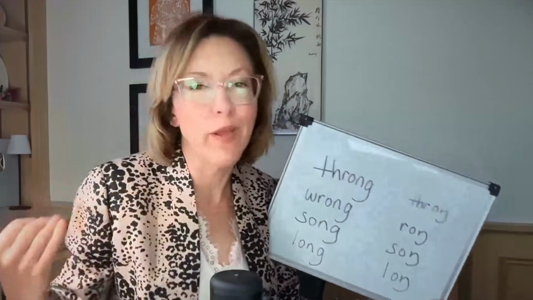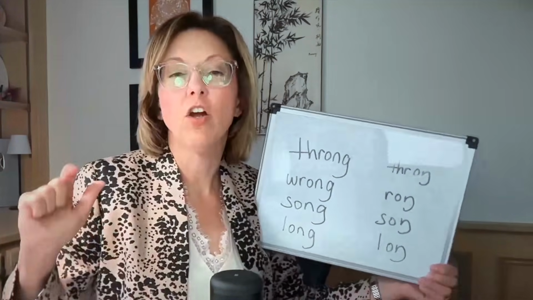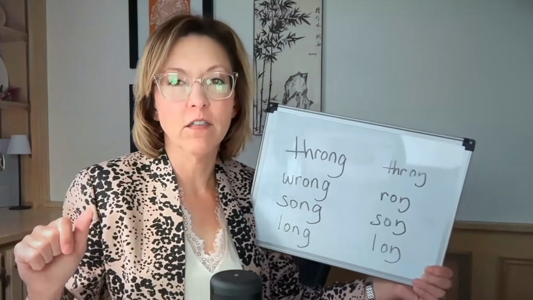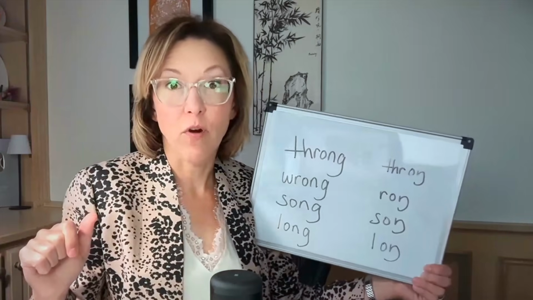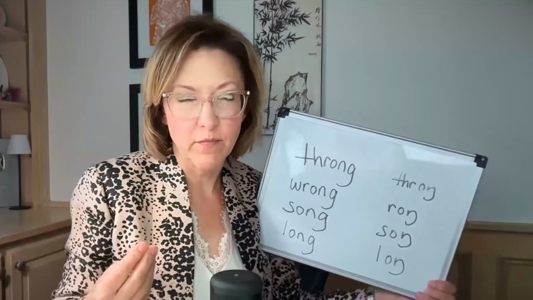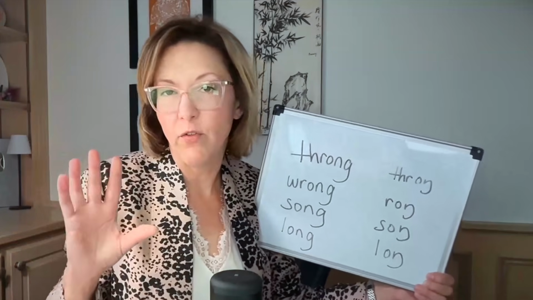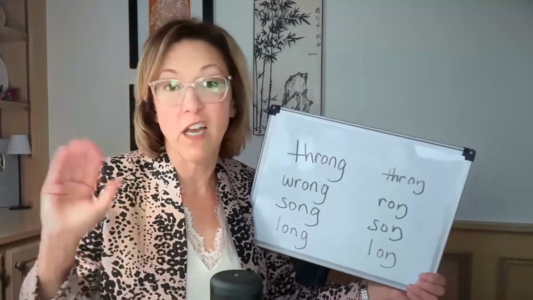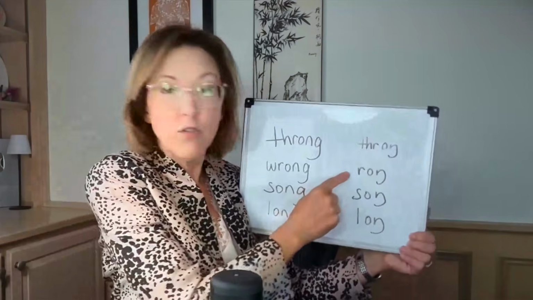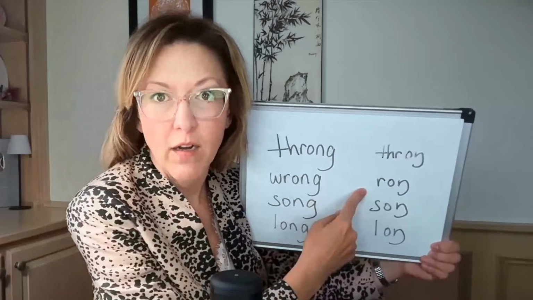And wrong. Pro tip here, we don't say a W. It's just an R. Wrong, wrong, wrong. If you struggle with that R, don't touch the tip of the tongue to the roof of the mouth or the teeth or anything. The tip of the tongue does not touch. It's either pointed down or flipped back. Okay, so now we know how to say wrong.